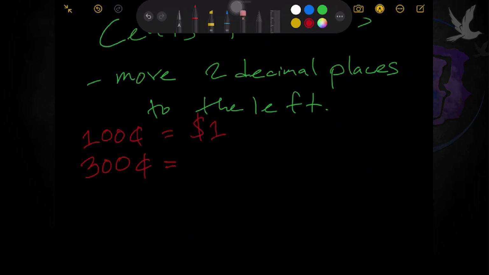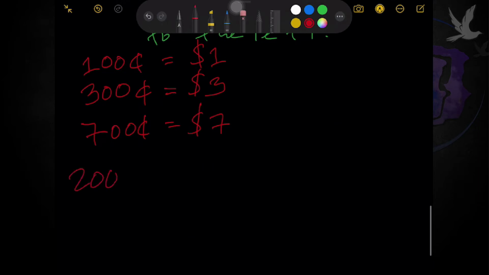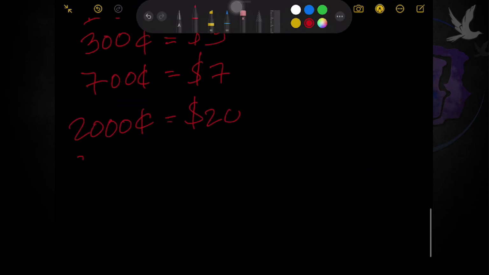300 cents logically will give you $3. 700 cents will give you $7. Okay? What if you have 2,000 cents? So technically this will give you $20. If you have 5,000 cents, this means that you have $50.